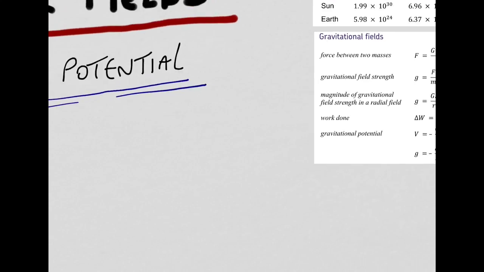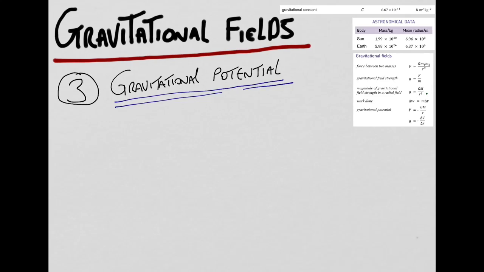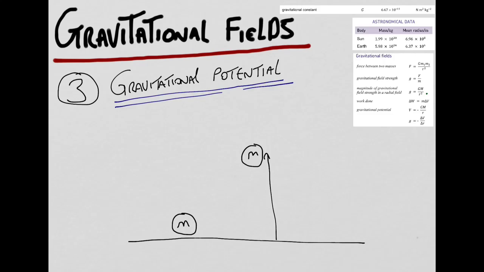Okay, so gravitational potential. Well, first of all, we actually don't want to think about that. First of all, we're going to think about the energy changes when we move something up in a gravitational field. We have some concepts from GCSE level. We know that if we have a surface here, we have an object on the surface of mass m, and then later on we move it up, we move it up a height h.